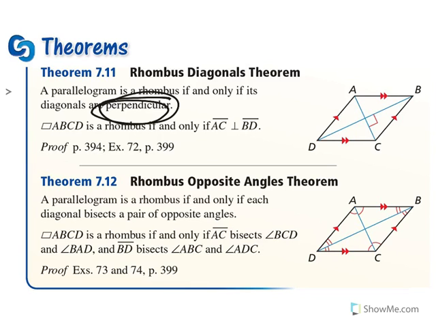And then we have the opposite angles theorem. A parallelogram is a rhombus if and only if its diagonals bisect a pair of opposite angles. So not only do those diagonals bisect each other, they're going to be angle bisectors as well. As you can see here, we have these one-line marks, showing us that it bisects angle A, it bisects angle C, etc.